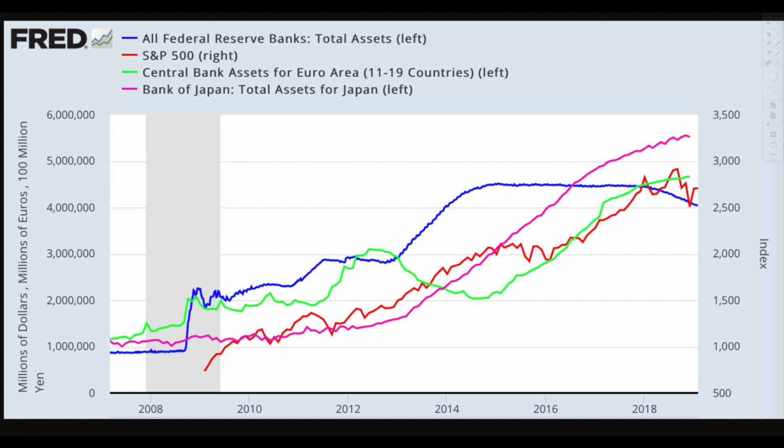The blue line is the Federal Reserve balance sheet. And then we also add in the Euro area central bank assets as well as the Bank of Japan. And then we get to know a little bit more of the story. So this right here shows us the pink line being the Bank of Japan and the green being the Euro area. Just look at this. You can see the expansion of fiat money during this period of time.